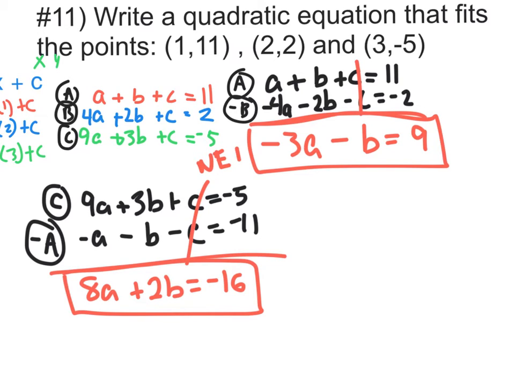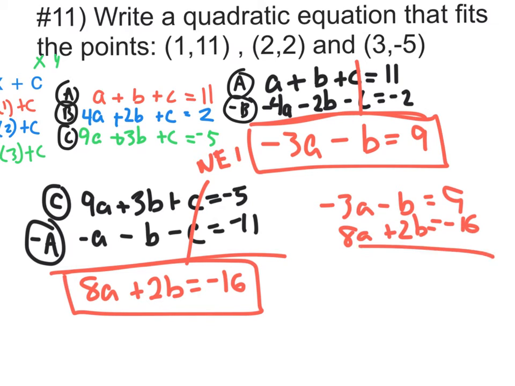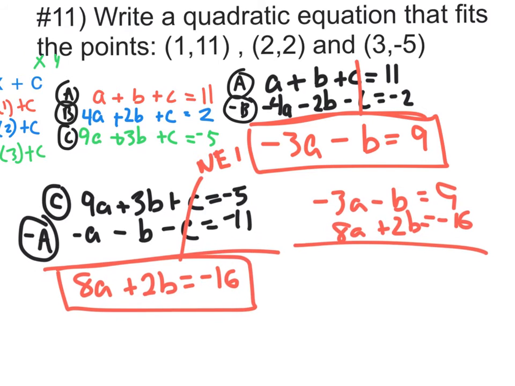So I'm going to use the first new equation 1, negative 3a minus b equals 9. And I'm also going to use new equation number 2, 8a plus 2b equals negative 16. And I need to get a variable to cancel. So I want to get the b's to cancel by multiplying the top one.